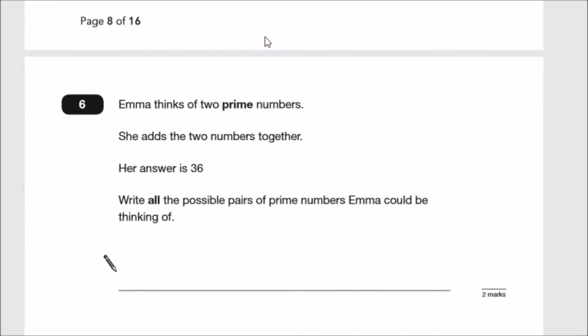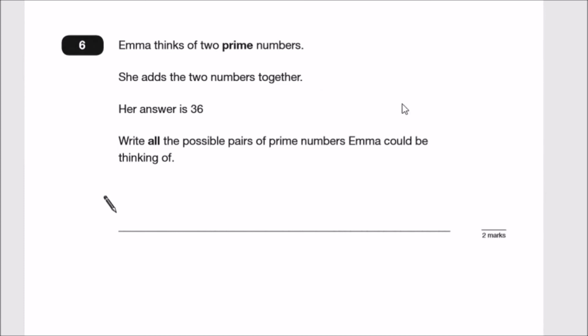Okay, next. Now, Emma thinks of 2 prime numbers. She adds the 2 numbers together and she gets 36. Write down all the possible pairs of prime numbers she could be thinking of. My advice, write every single prime number that goes up to 36. So it would be 2, 3, 5, 7. Remember, prime numbers are numbers that only divide by itself and 1. So 9, nope. And the hint is they're usually always odd, except the first even number.